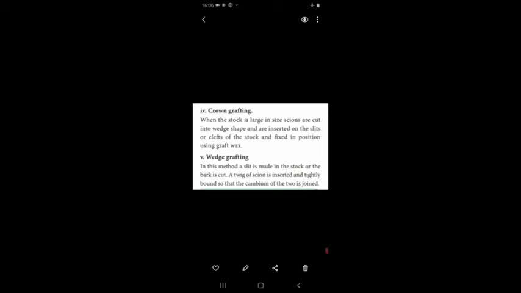So once again, crown grafting means the stalk is larger in size and the scion is somewhat smaller. The scion is cut into a wedge shape and placed in the slit or cleft which is made in the stalk region, and the wedge shaped scion is fixed tightly using the grafting wax. That is called crown grafting.